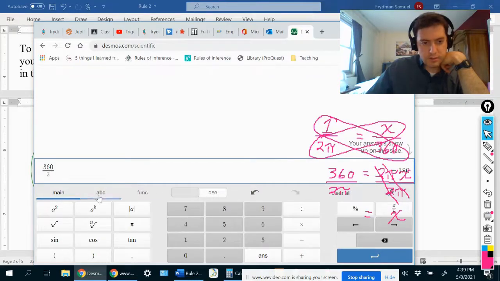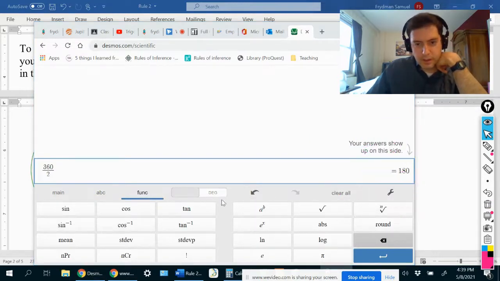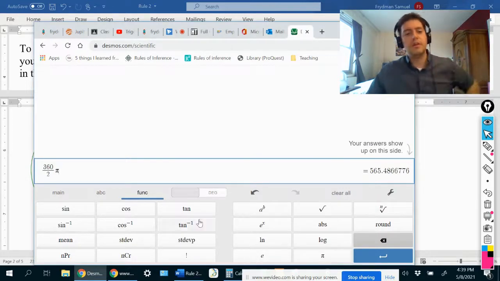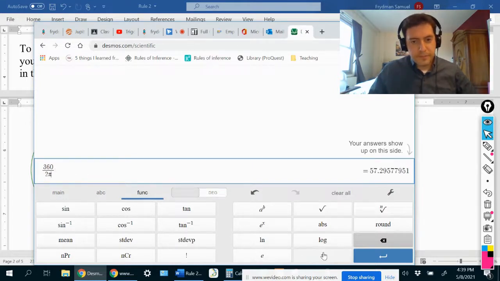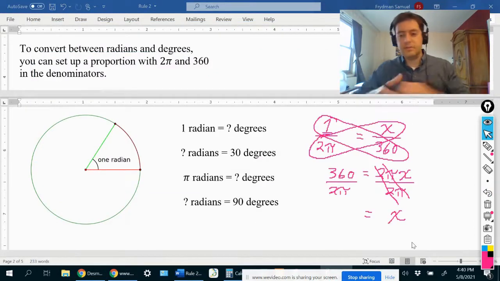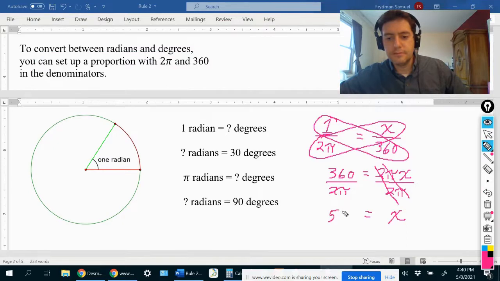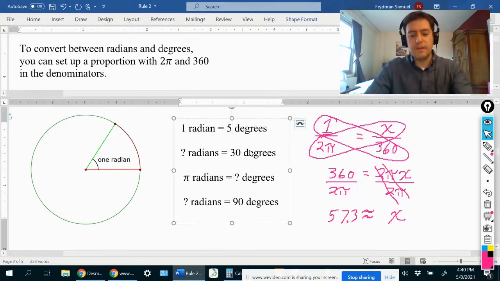Where's the pi? Do they have a pi? Oh, I hope they have a pi. Wait a minute. Oh, here it is. Okay. No, that's not good. I want the pi to be in the denominator. Okay, good. So I would get approximately 57.29 and so on. So let's say about 57.3 degrees if I round to the nearest tenth there. Okay, approximately. So 1 radian is about 57.3 degrees. I'll just type that in here.